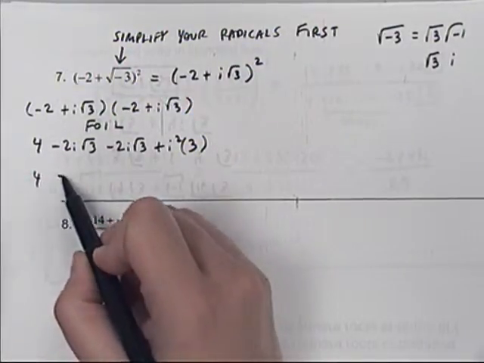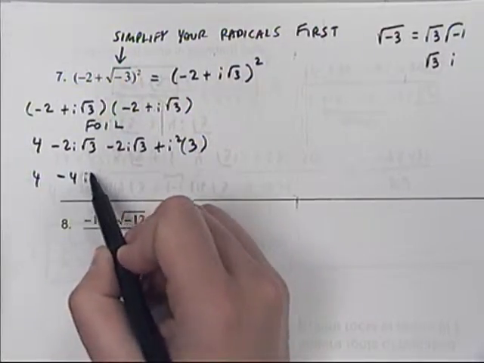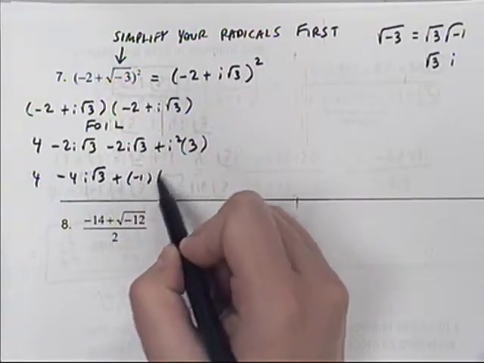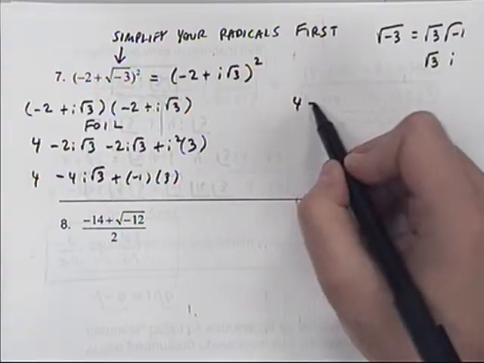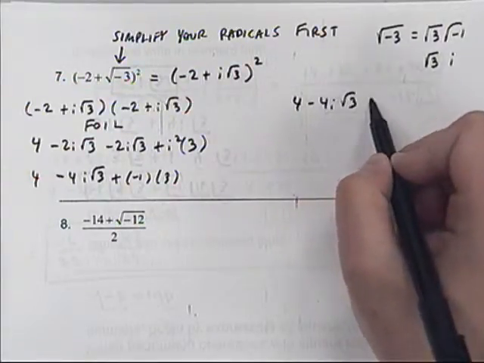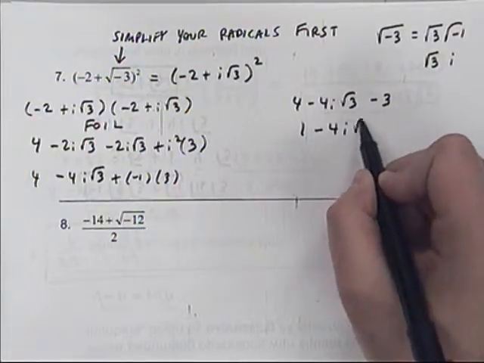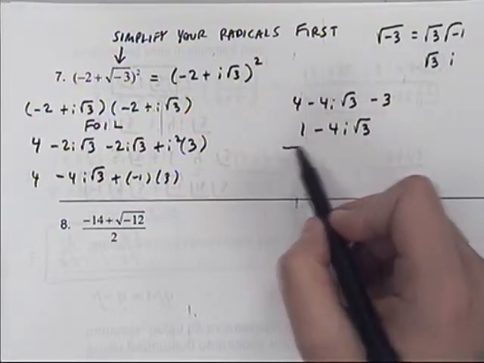so I have 4, these are like terms, minus 4i root 3, plus, i squared, that's -1. So I have 4 minus 4i root 3 minus 3. 4 take away 3 is 1. So my final answer is 1 minus 4i root 3.